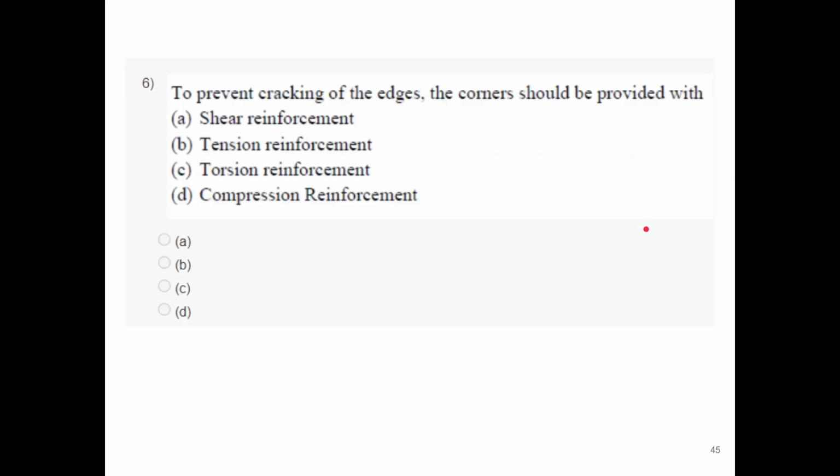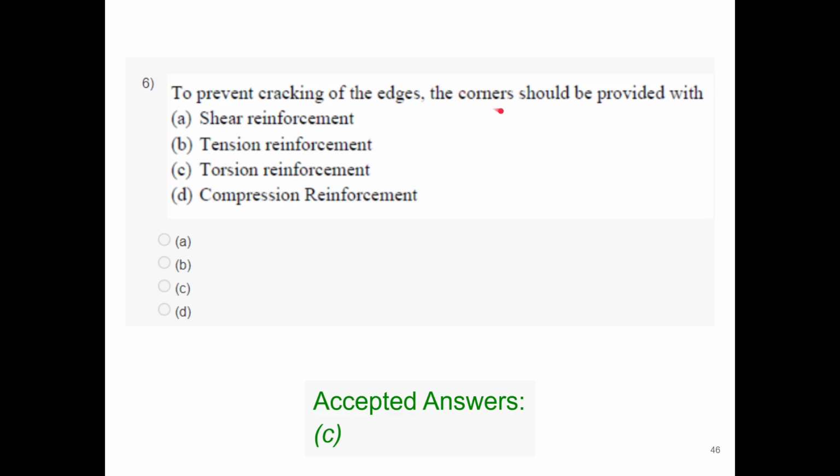Sixth question. To prevent cracking of the edges, the corners should be provided with A. Shear reinforcement, B. Tension reinforcement, C. Torsion reinforcement, D. Compression reinforcement. So which reinforcement should be provided in the corners to prevent cracking of the edges? The correct option is C. Torsion reinforcement should be provided.